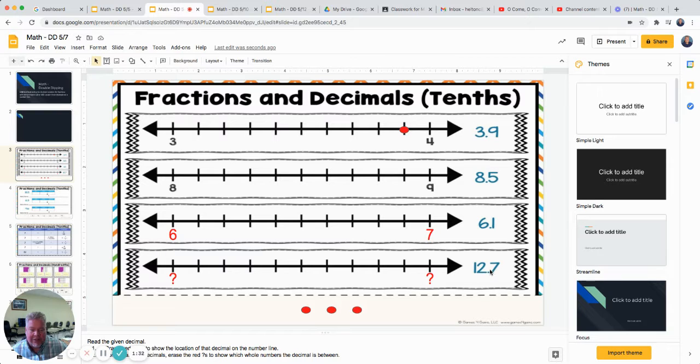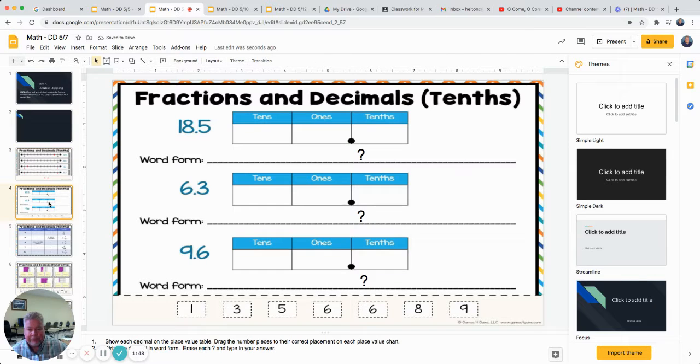What's 12 and 7/10 going to be between? It's not going to be between 11 and 12, is it? So think about that. Then you've got to go put 6 and 1/10 on the number line. So 6 and 1/10 would be right there. Okay, so I did 2. You do the other 2 on this slide.